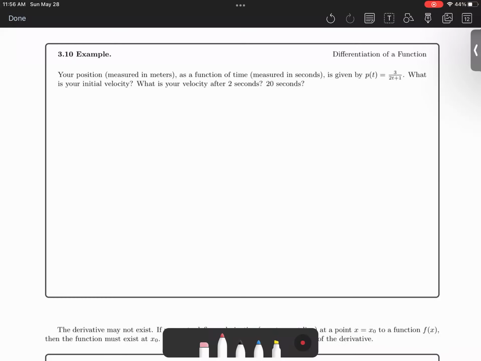So if I give you the position function as a function of time, you can differentiate this function with respect to time, and that is the velocity equation. So our position measured in meters as a function of time measured in seconds is given by P of t is 3 over 2t plus 1. What is my initial velocity? So let's find our velocity function, and then we can evaluate it at time is equal to 0, at 2 seconds, and then at 20 seconds.